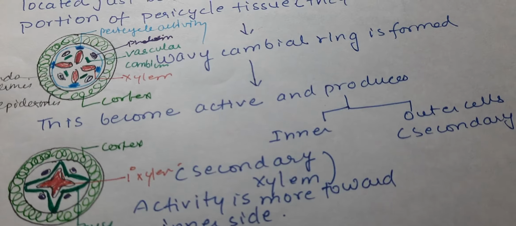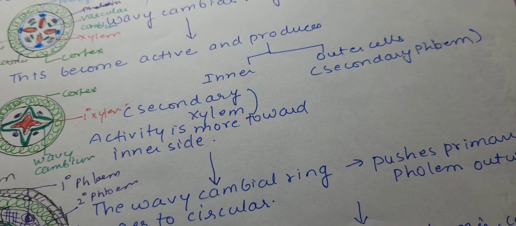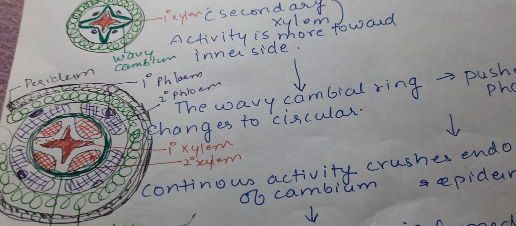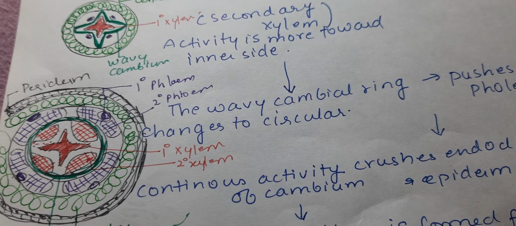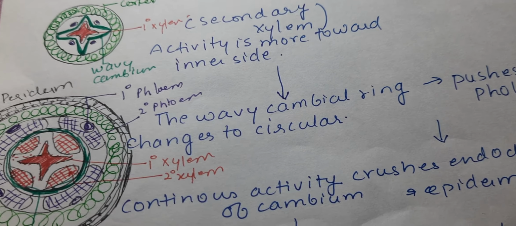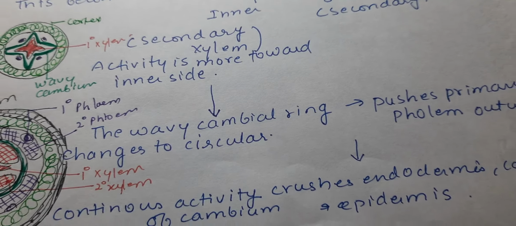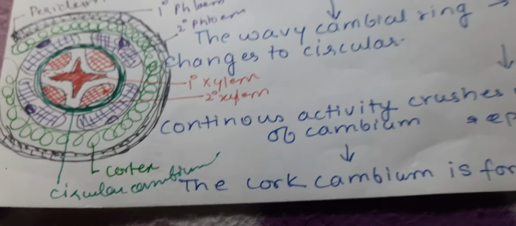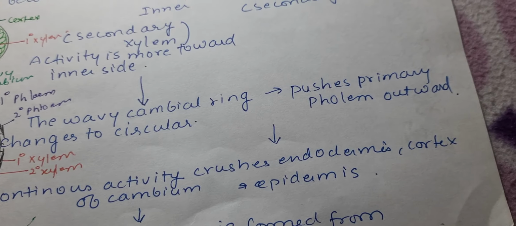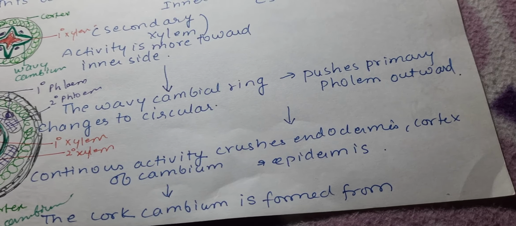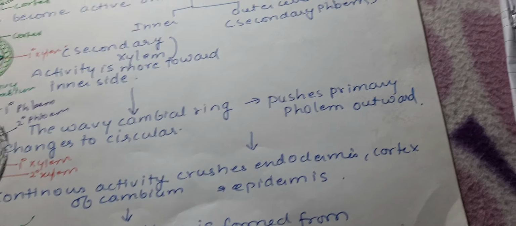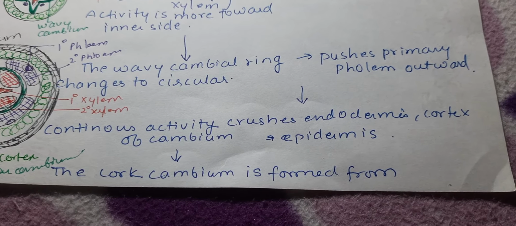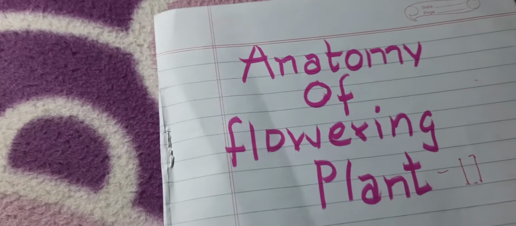This becomes active and produces inner and outer cells. Inner is secondary xylem, outer is secondary phloem, and activity is more toward the inside. So you will find that secondary xylem growth is more toward the inside as compared to the secondary phloem. Now slowly the wavy ring changes to circular. Here you can see the circular cambium. It pushes the primary phloem outward. Continuous activity crushes the endodermis, cortex, and epidermis, and the cork cambium is formed.